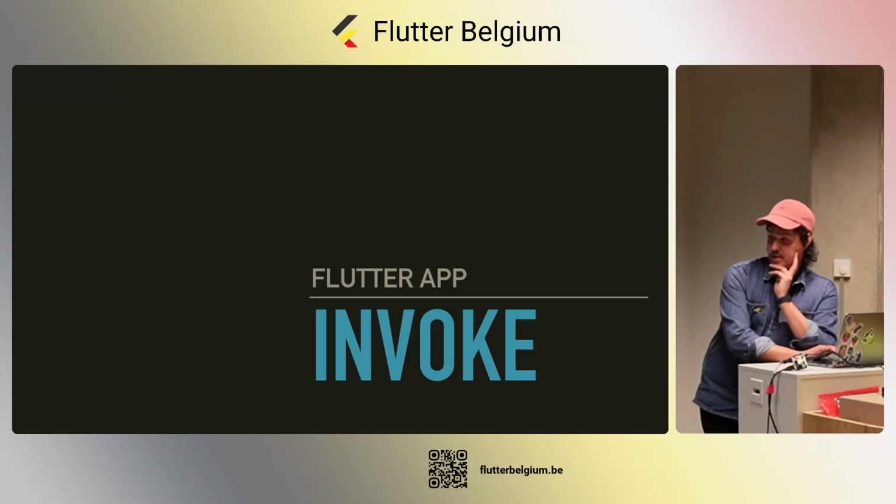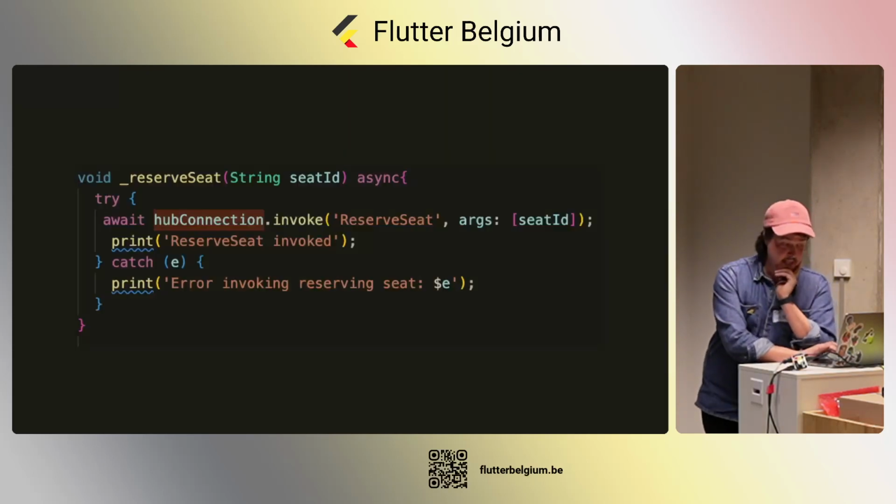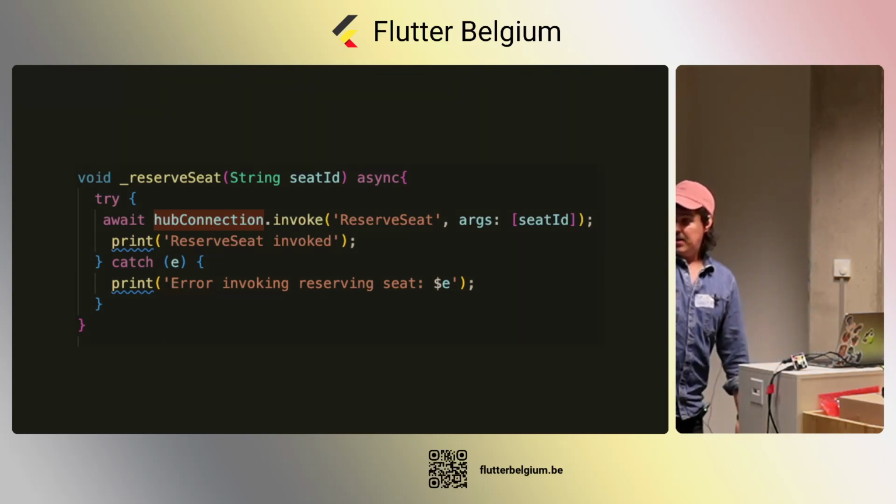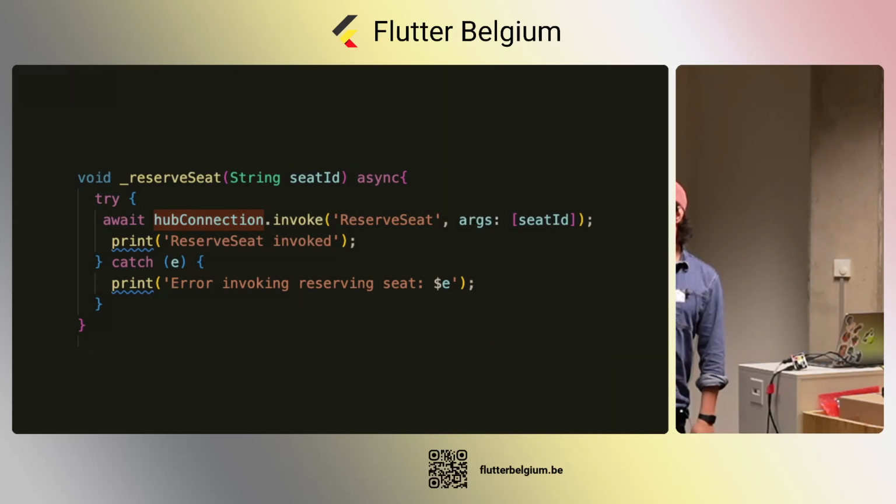Of course, now we can invoke methods. And how do we do that? Pretty similar to how it's done in JavaScript: just a hub connection, invoke the name of the method on the hub, and provide the arguments.